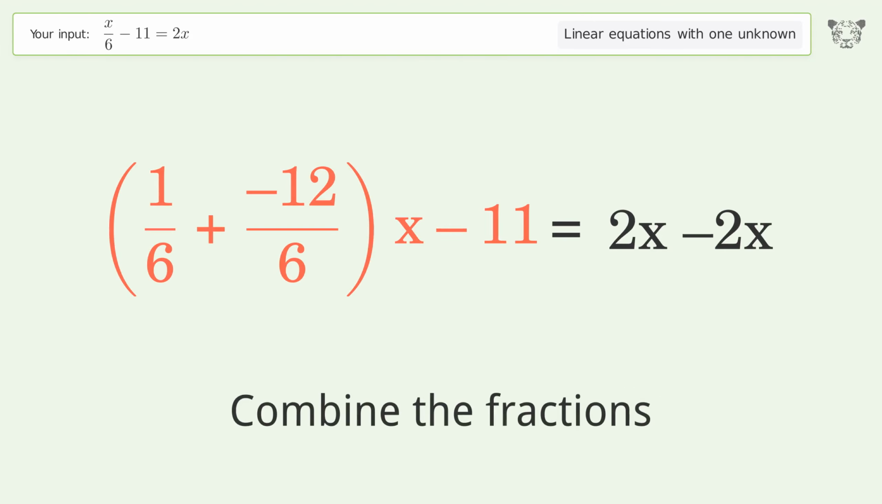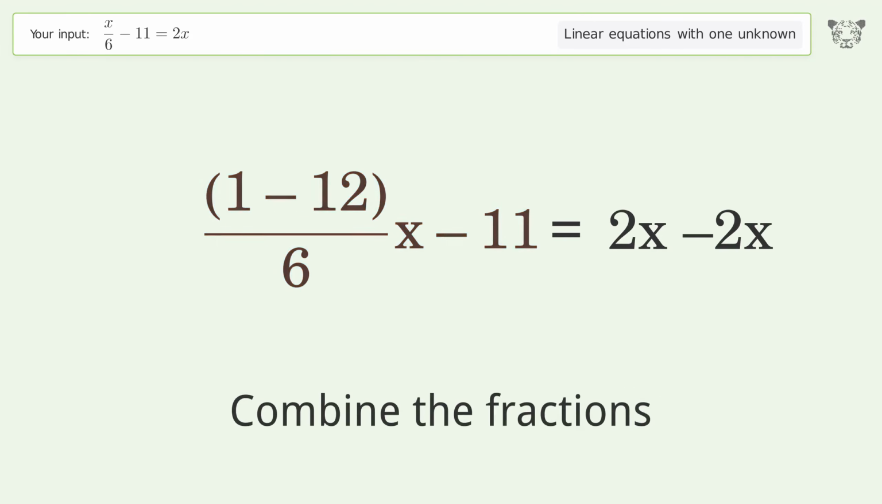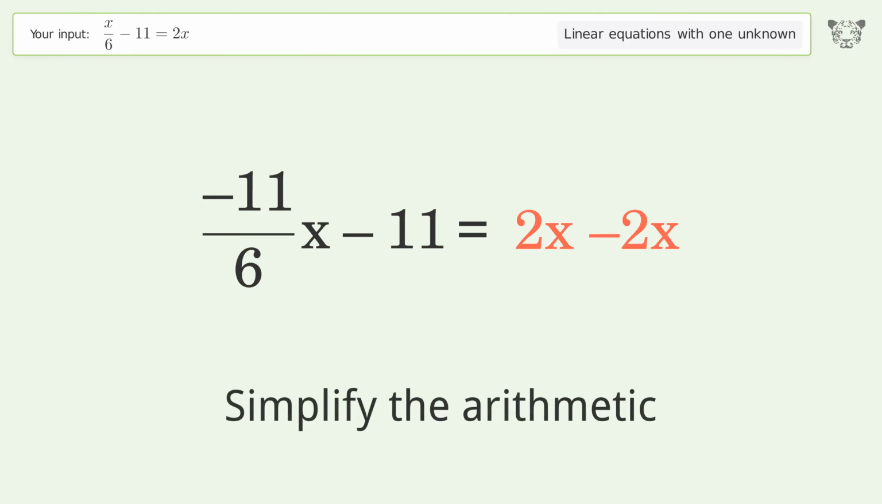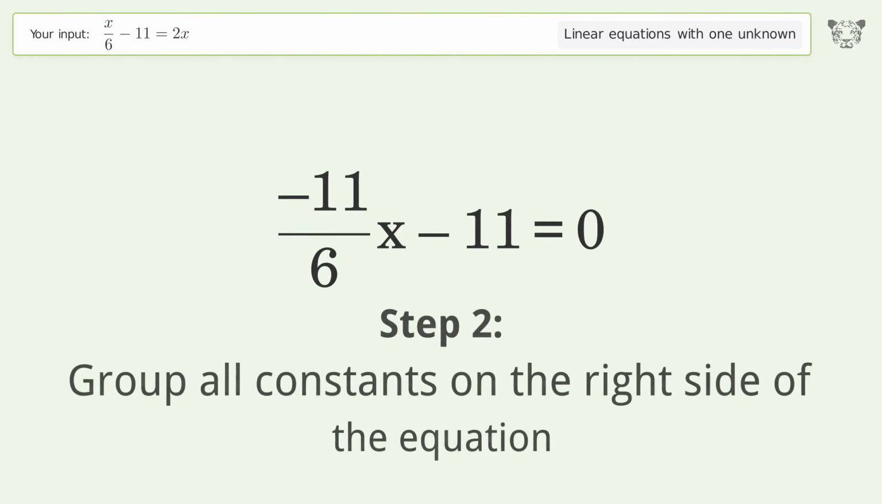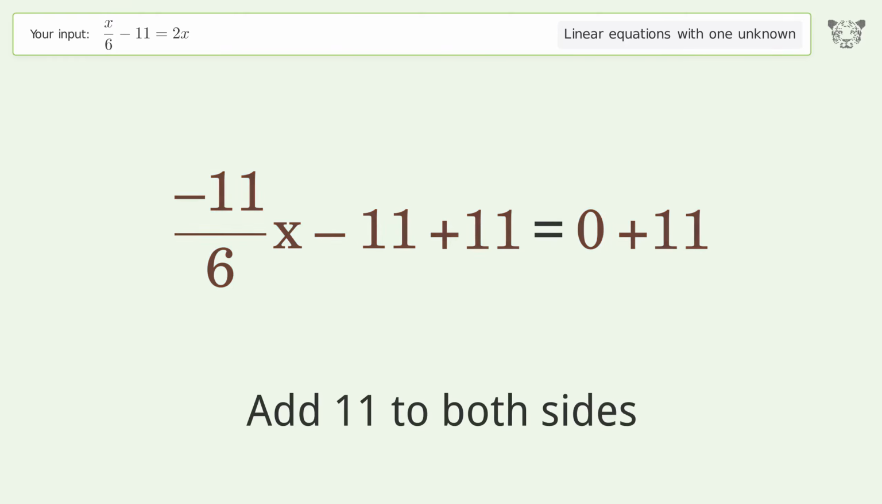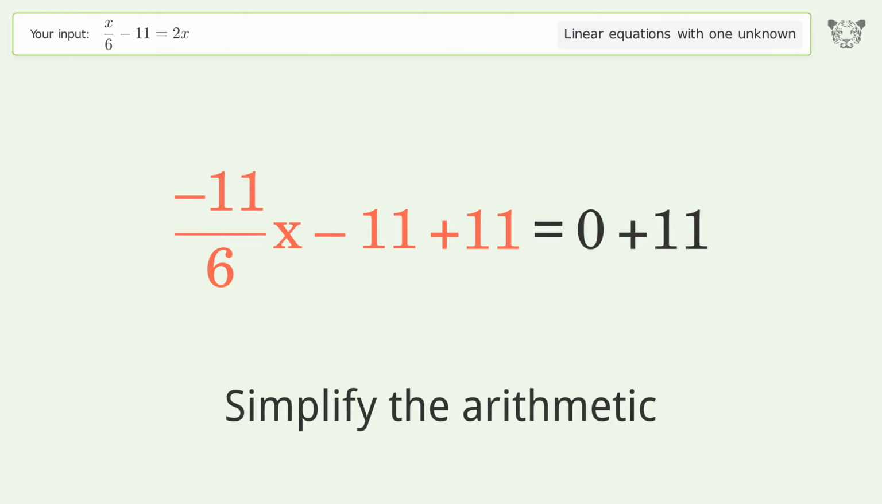Combine the fractions. Combine the numerators. Simplify the arithmetic. Group all constants on the right side of the equation. Add 11 to both sides. Simplify the arithmetic.